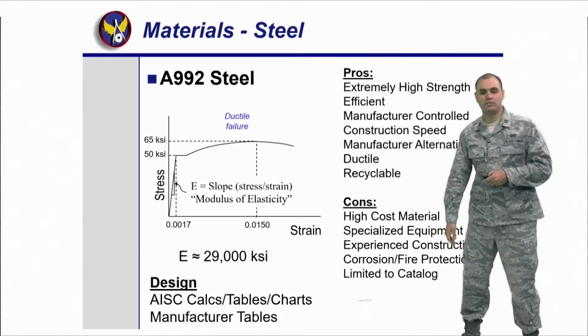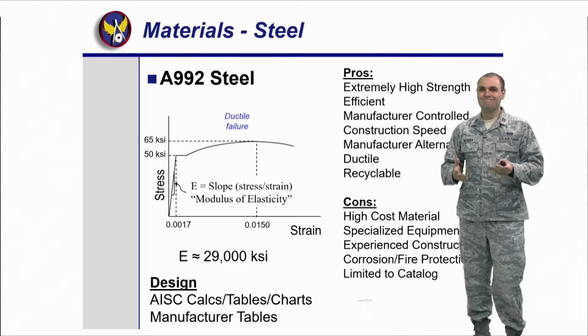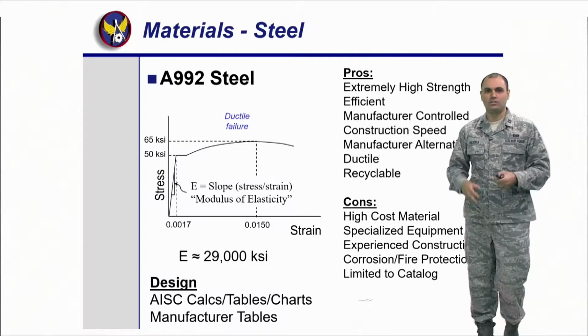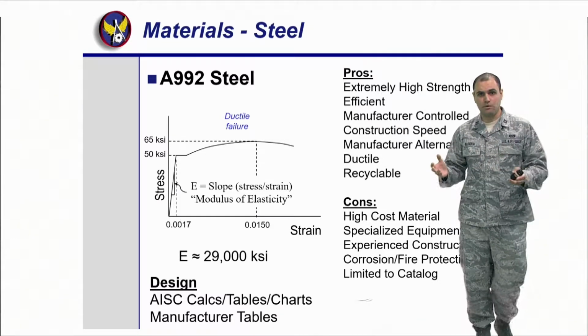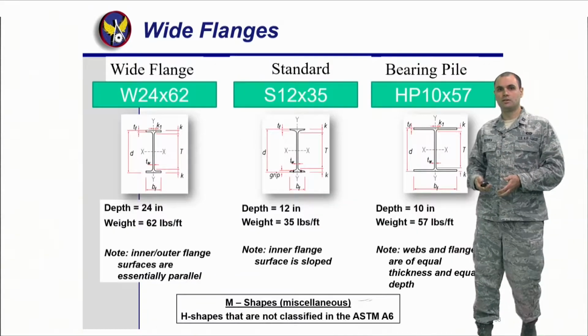Another con is limited to catalog, right? With concrete, we can make whatever shape we want. With steel, not quite. We're limited to what the manufacturer can do. There are some new manufacturers coming up about making whatever shape you want, but that costs you money, right? So you gotta make that decision.